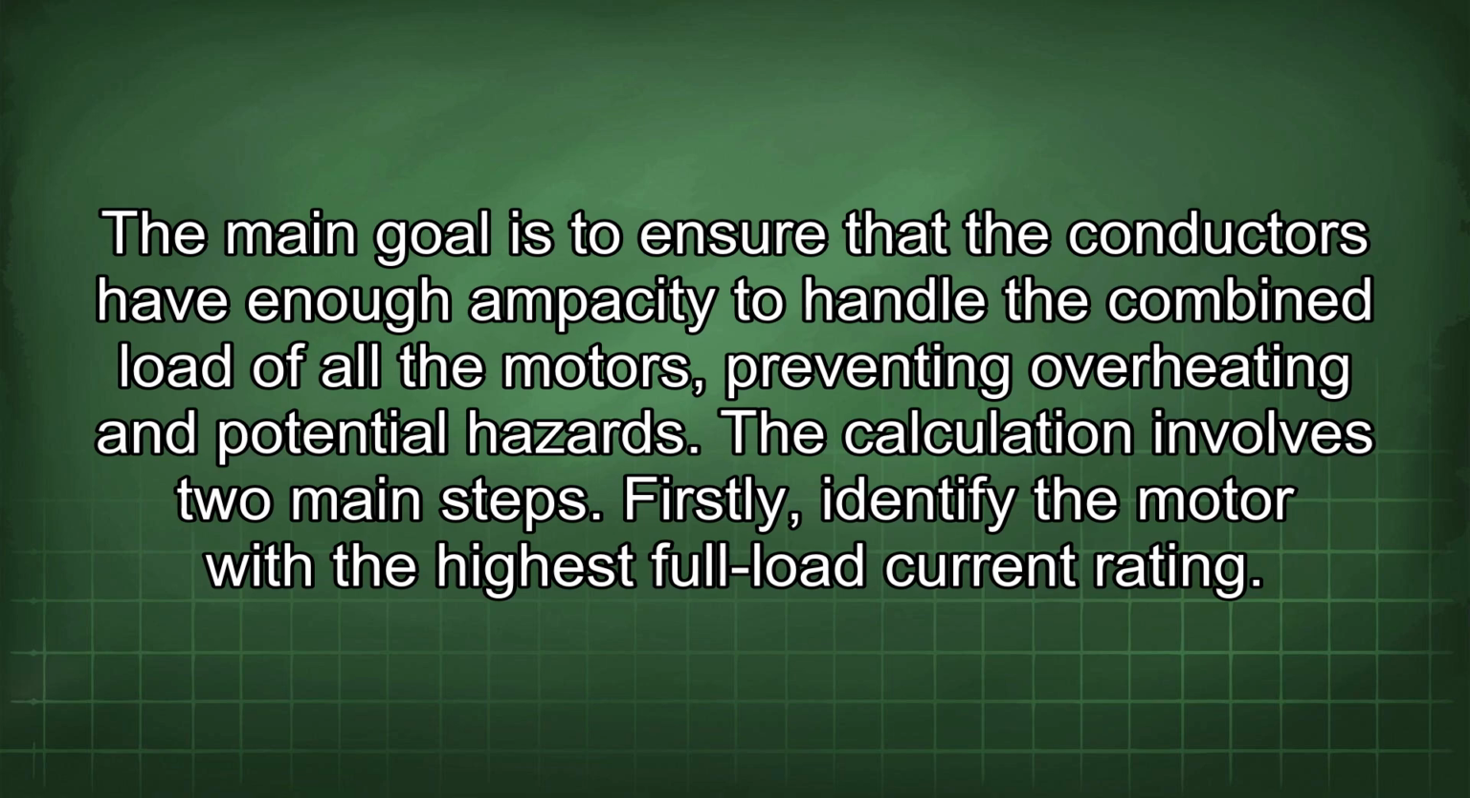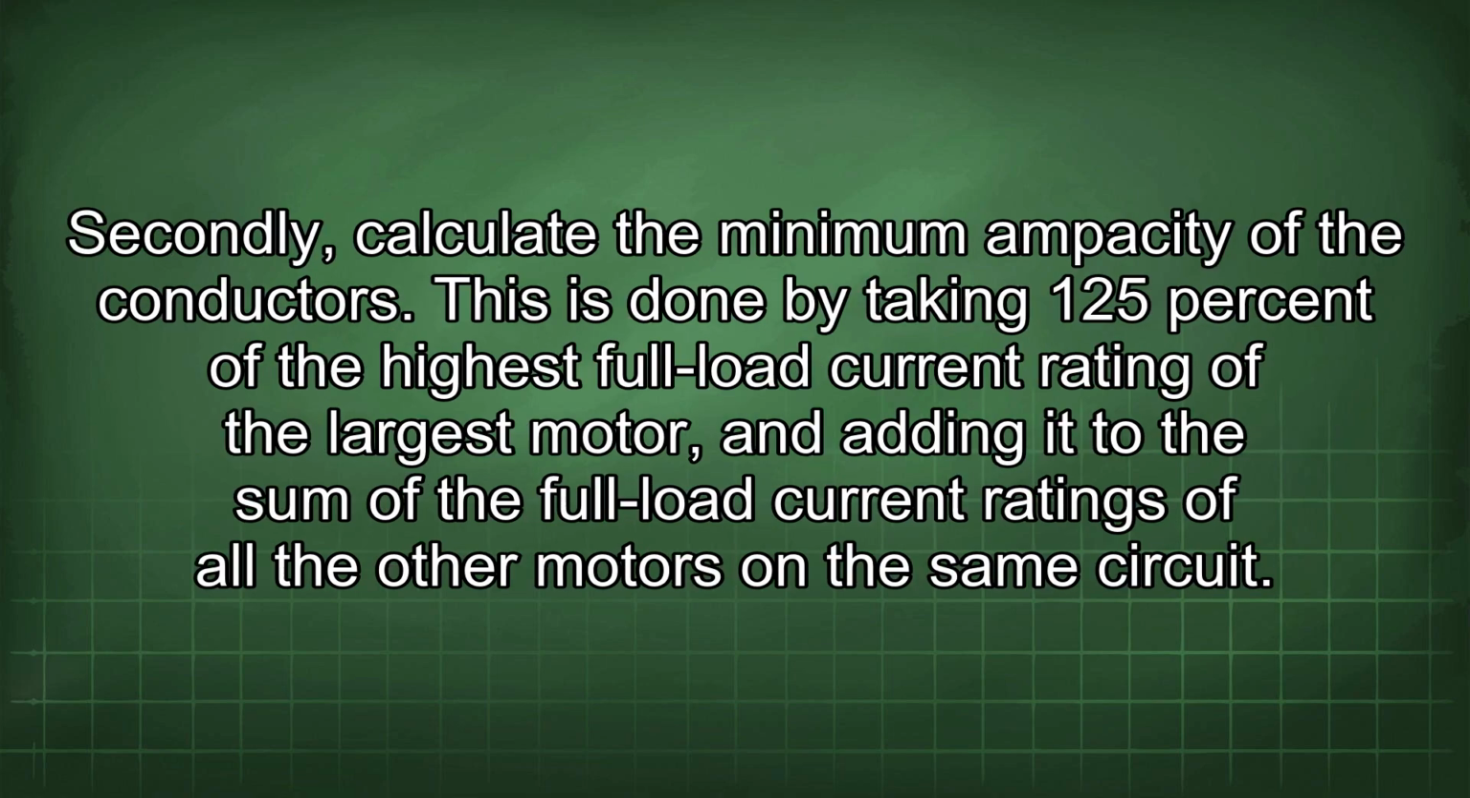The calculation involves two main steps. Firstly, identify the motor with the highest full load current rating. Secondly, calculate the minimum ampacity of the conductors. This is done by taking 125% of the highest full load current rating of the largest motor, and adding it to the sum of the full load current ratings of all the other motors on the same circuit.